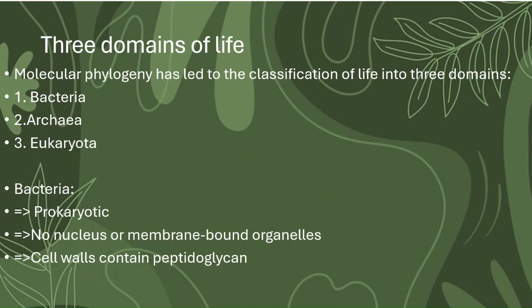Now to look at the 3 domains of life. Molecular phylogeny has led to the classification of life into 3 domains: bacteria, archaea, and eukaryota. Bacteria are prokaryotic. They do not have a nucleus or membrane-bound organelles, and the cell walls contain peptidoglycan. If you want a more detailed video on prokaryotes, it's already been posted on topic 3, so do have a look.